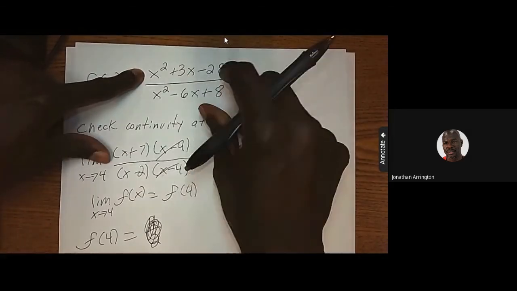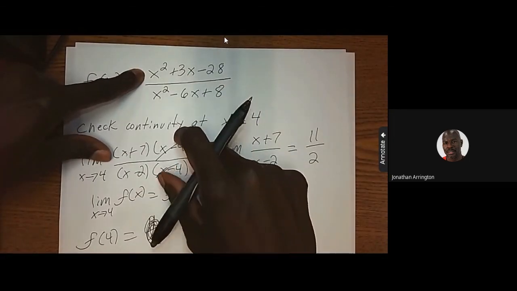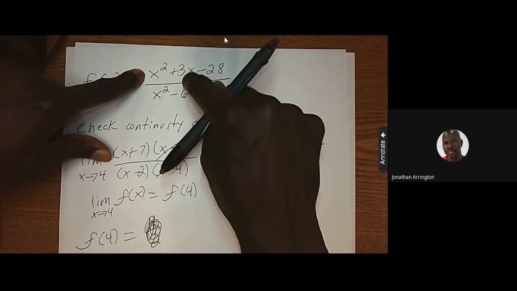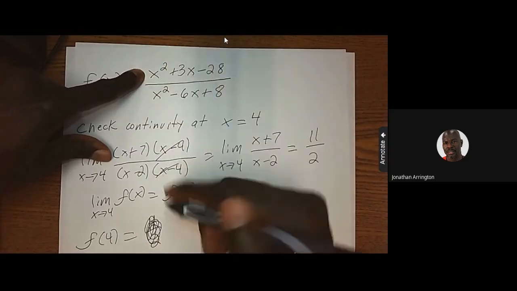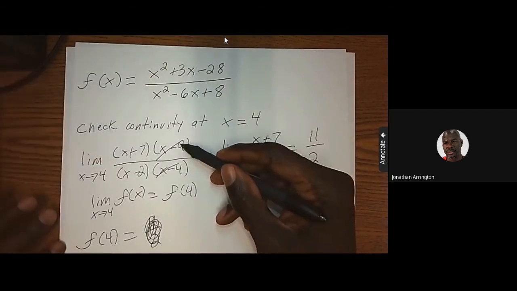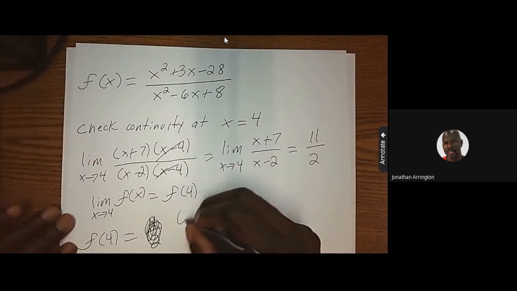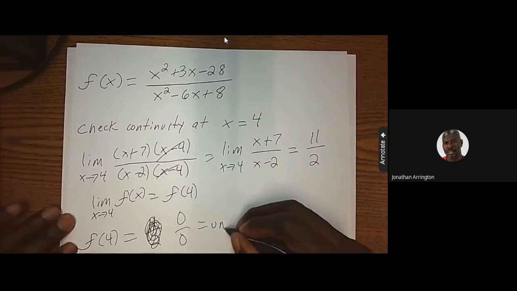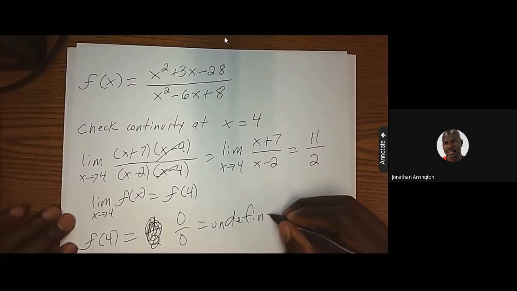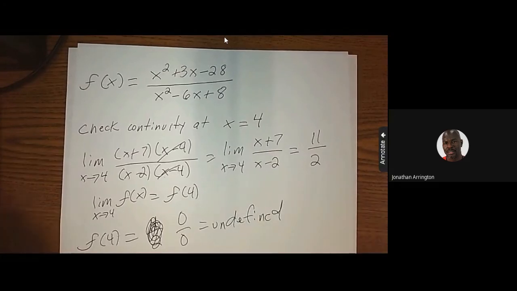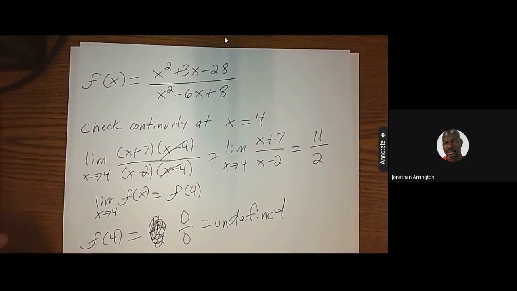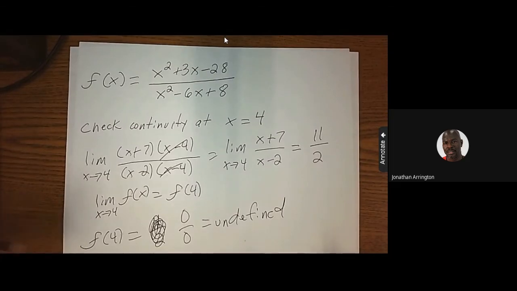Now, it's easier to plug it into the factored form. It's a lot easier to see what the answer is going to be plugging in here versus plugging into all this stuff. But you can clearly see here, if I plug in 4 for x, I'm going to get 0 over 0. So f of 4 is undefined. And since f of 4 was undefined, of course, the function is not continuous at x equals 4. Because again, to be continuous at a point, the limit must exist, the value of the function at the point must exist, and they have to be equal.